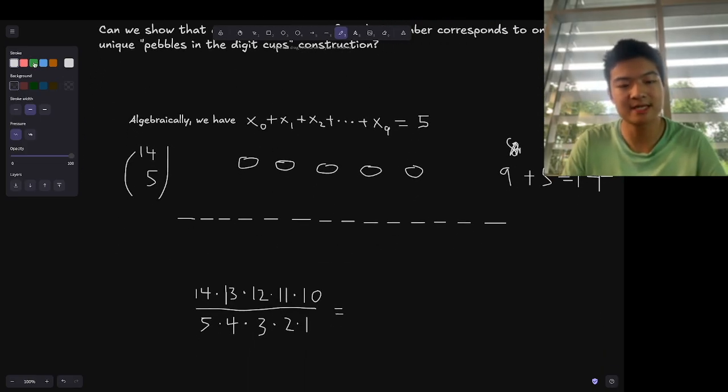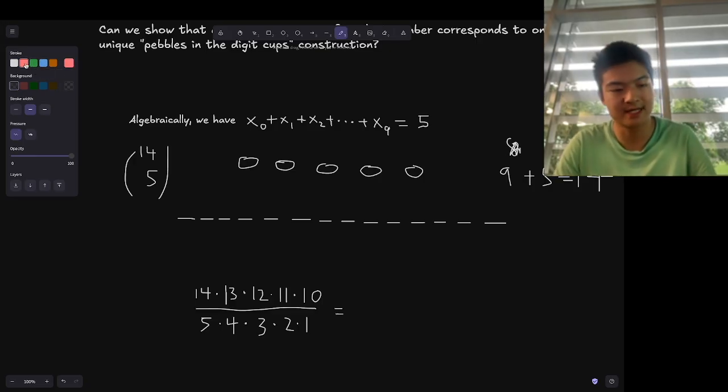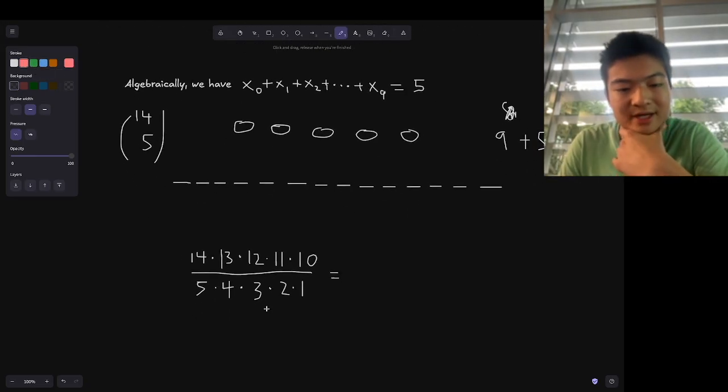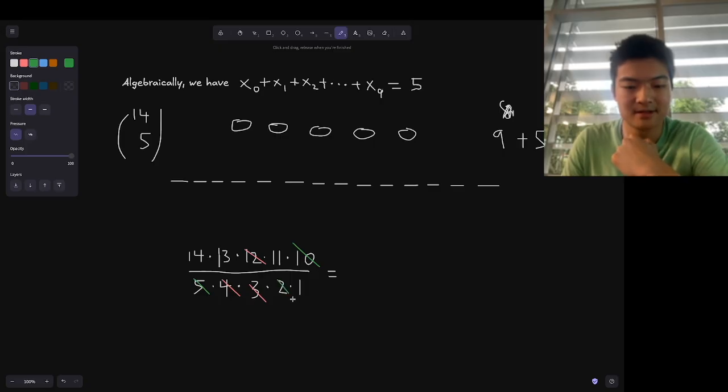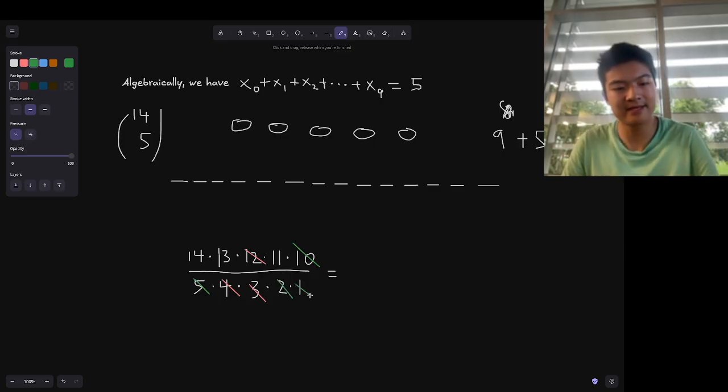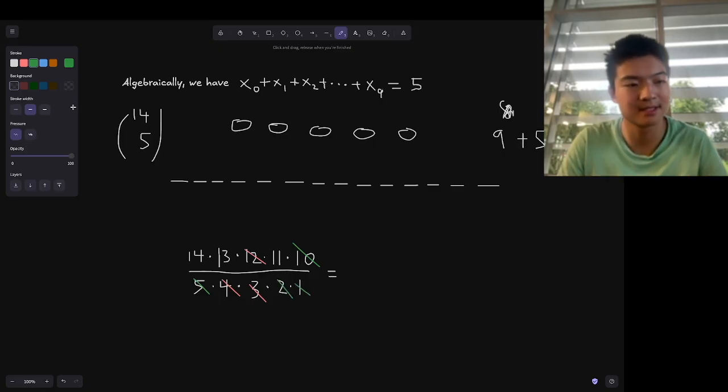Now let us compute 14 choose 5. It's just 14 times 13 times 12 times 11 times 10 divided by 5 times 4 times 3 times 2 times 1. Now we can do some clever cancellation here. We know that 12 is 4 times 3, so this cancels. We also know that 10 equals 5 times 2, and also times 1, so this also cancels. So in the end, we're left with 14 times 13 times 11, which we find to be 2002.